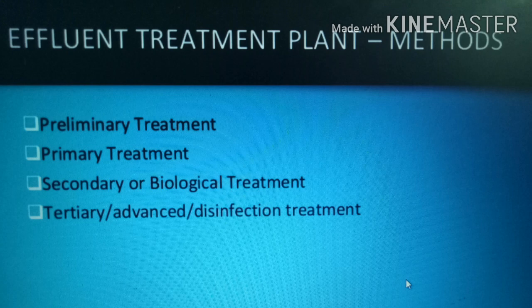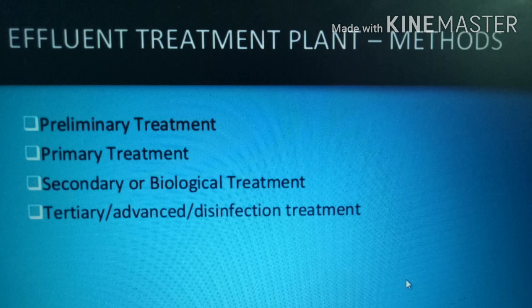There are different methods in effluent treatment plants. So let us discuss what the ETP plant methods are. It's very important. The effluent treatment plant methods are: first of all, preliminary treatment, primary treatment, secondary or biological treatment, and tertiary advanced disinfection treatment.